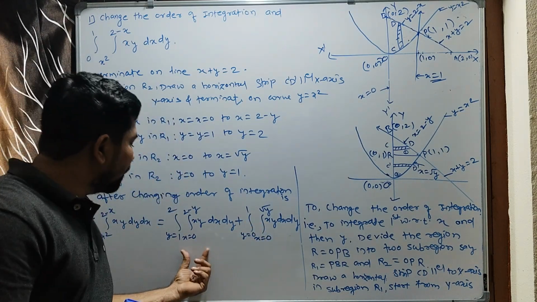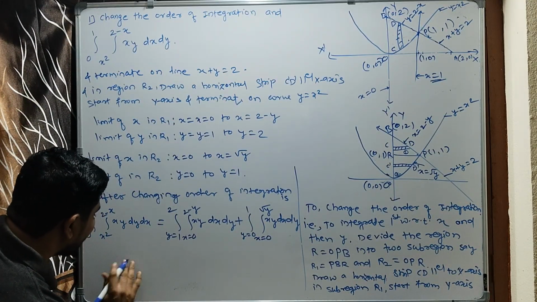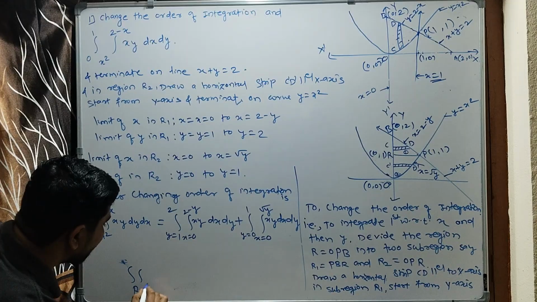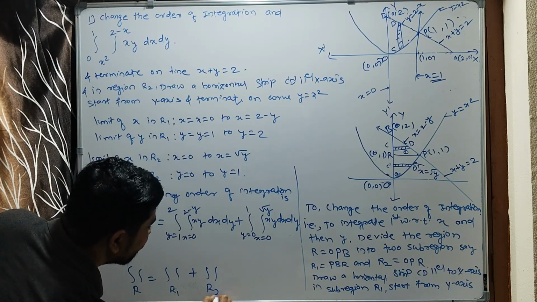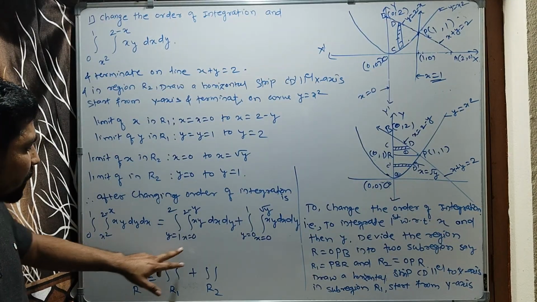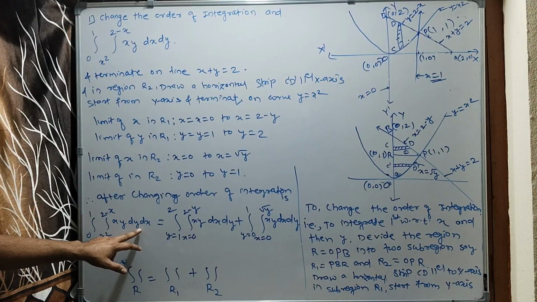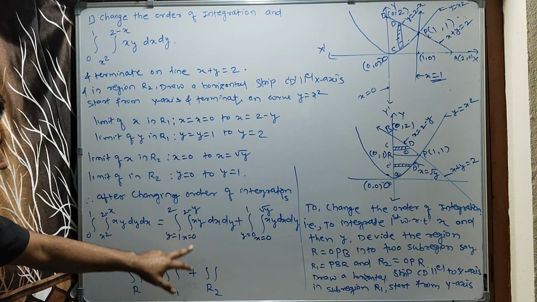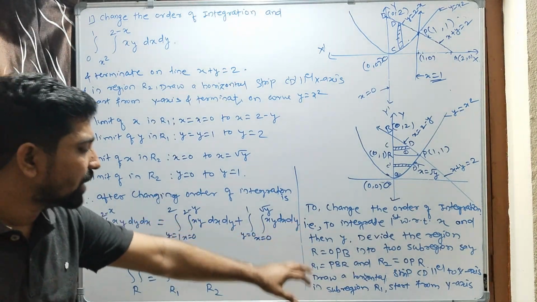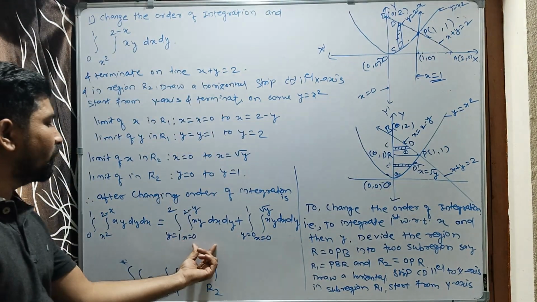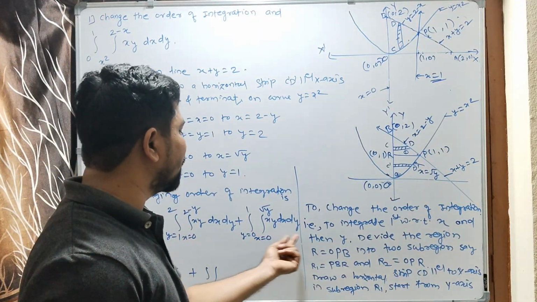So this is the order. My region R is divided into R1 plus R2. After changing the original order dy dx, my region R is converted into two parts, R1 with this limit and dx dy, and R2 with this limit and dx dy. Now I want to integrate with respect to x first and then y.